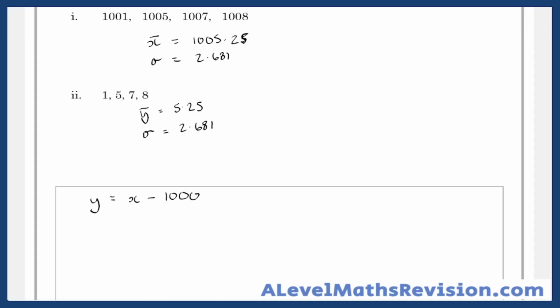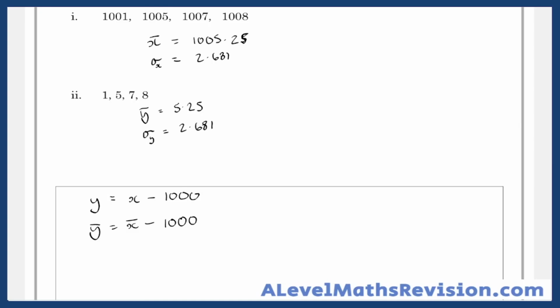Now, if we look at how the means are related, we can see that the y bar mean is just 1000 less than x bar. y bar equals x bar minus 1000. So that linear code we've applied corresponds directly to the means as well. But the interesting part is the standard deviations are both the same. To differentiate between them, I'm going to give a little subscript x and a little subscript y. But why has this linear code had absolutely no effect on the standard deviations?